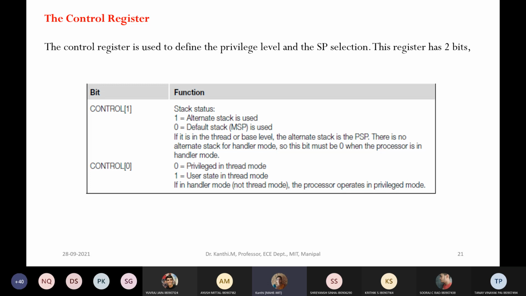So the control bit 1: if it is 1, the alternate stack is used. If it is 0, the default stack is used.